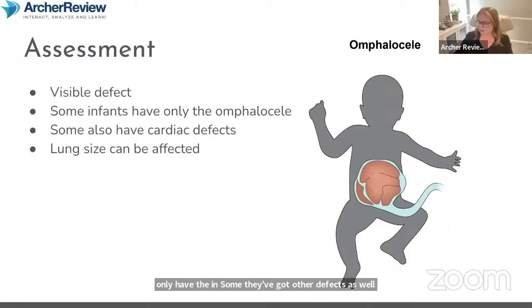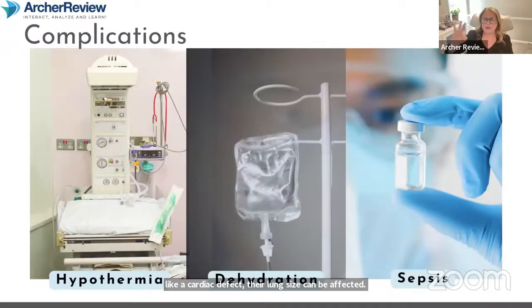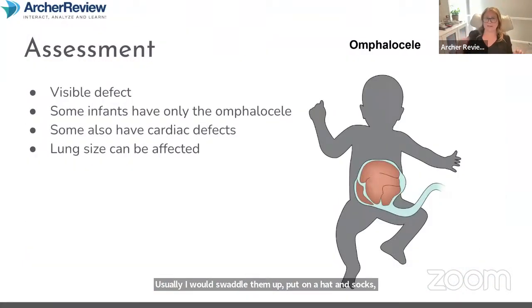But what I'm really worried about are these three big complications. The first one, hypothermia. They are losing body heat. Their organs are outside, they're evaporating heat, and babies aren't great at maintaining their own body heat as is. Usually I would swaddle them up, put on a hat and socks, put them skin to skin with mom, and they'd be perfect. Do you think, looking at this anatomy, I can do a nice tight swaddle on this baby, put them skin to skin? No, you guys are totally right.